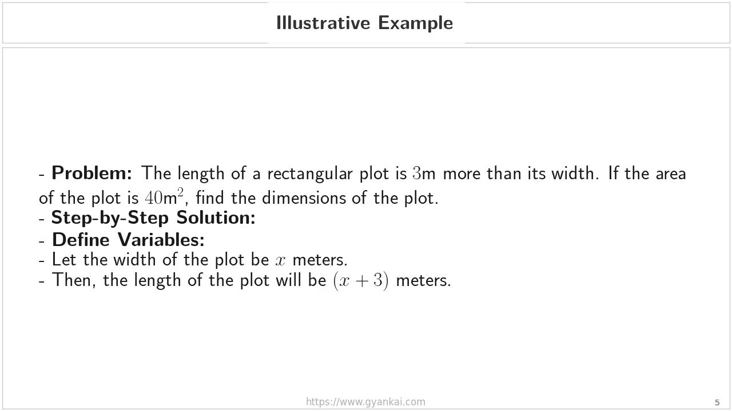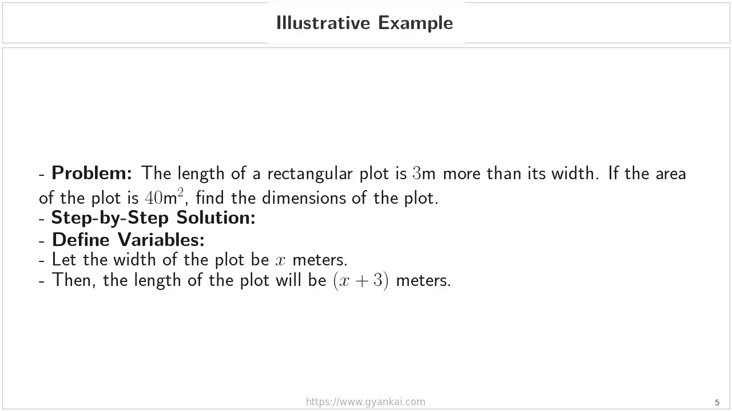The very first step is to define our variables. We need to translate these words into mathematical terms. Let's let x represent the width of the plot in meters. Since the problem states the length is 3 meters more than the width, we can express the length as x plus 3 meters. This sets the foundation for us to build our equation in the next step.